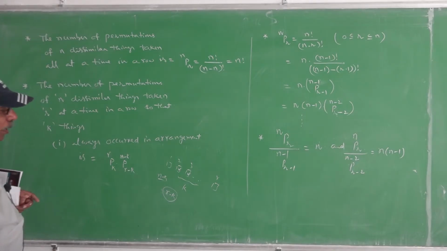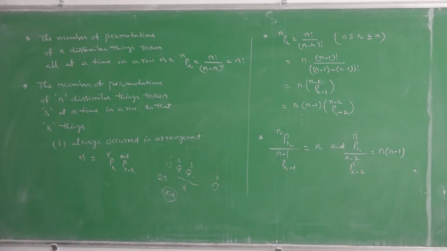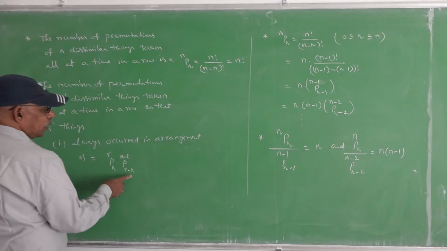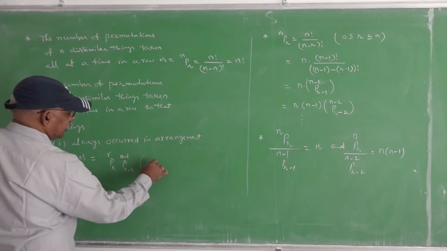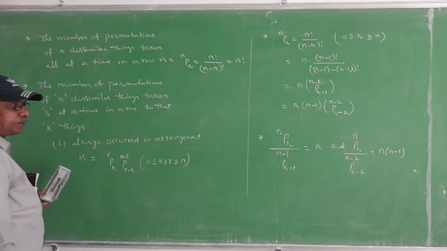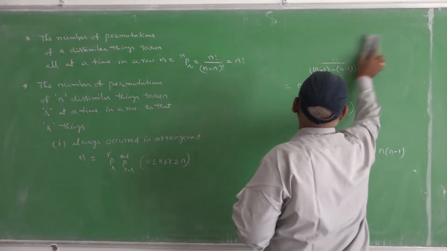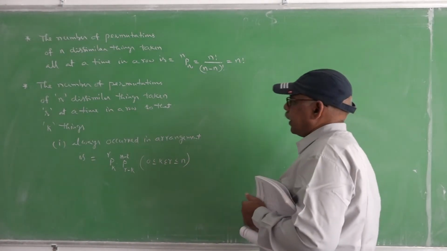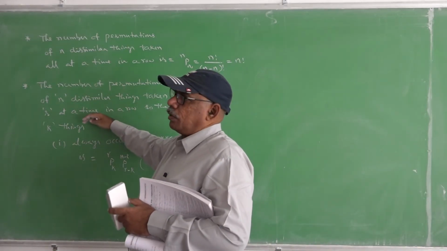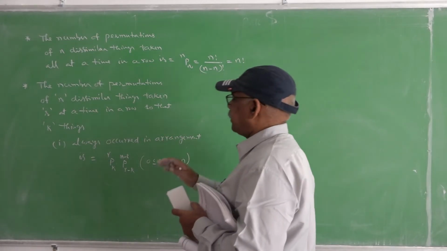Here k things are always included. Here k cannot be greater than r, of course. So, 0 is less than or equal to k, k is less than or equal to r, r is less than or equal to n. Okay. This is one important point. Out of n dissimilar things, you have to arrange r things, in which k things are compulsorily included in the arrangement.